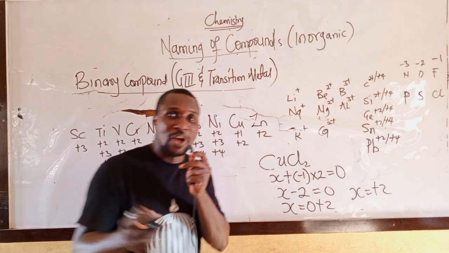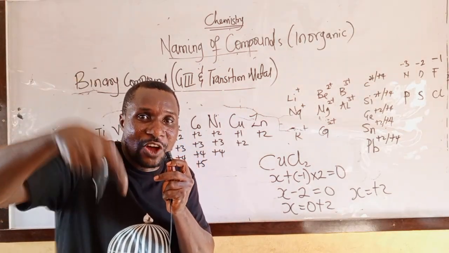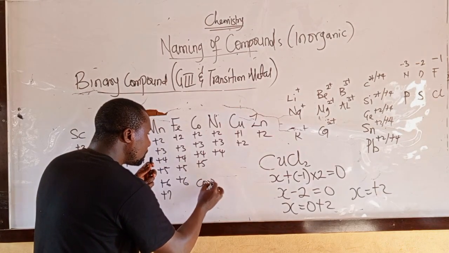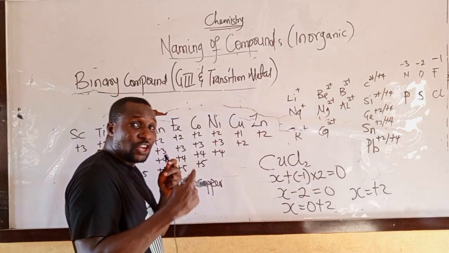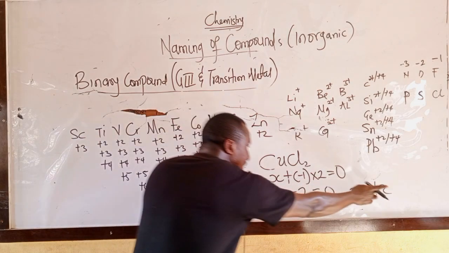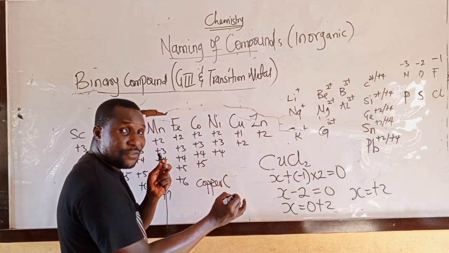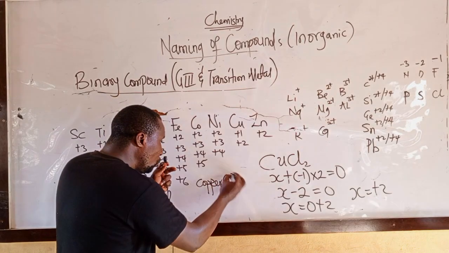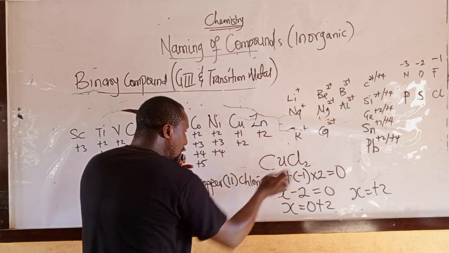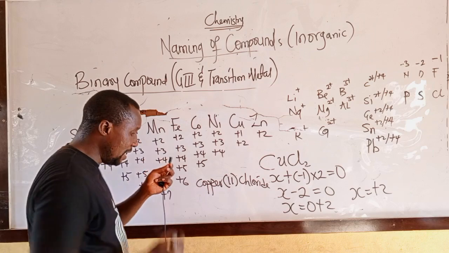Because it's a transition metal, you have to indicate the oxidation number. That is the name of this compound, copper. Then because it's a transition metal that has a variable oxidation number, indicate that oxidation number in Roman numerals. Copper(II), then chlorine, chloride. There are 2 elements. The last element carries -ide. Copper(II) what? Chloride. Take note.